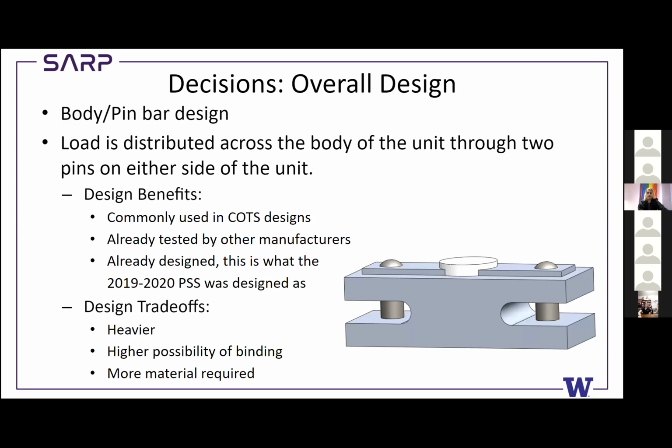So the design we started working on last year is this body and pin bar design. And the load is distributed across both the top and bottom of the body of the unit. Its benefits are it's commonly used in commercial off-the-shelf designs, and it's already been tested by other manufacturers and hobby rocketry users. And this is what we started designing and working on last year. The trade-offs are it's a little bit heavier, and with the pins having to pass through that top half of the unit, there's a slightly higher chance of binding, and there's a bit more material required.